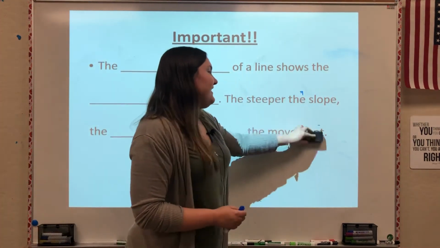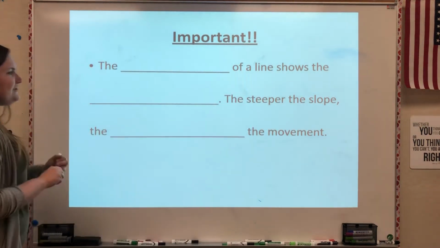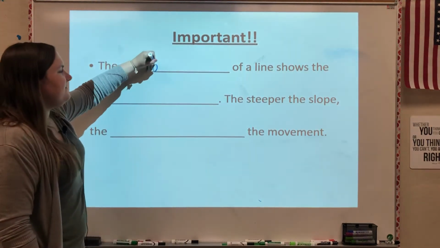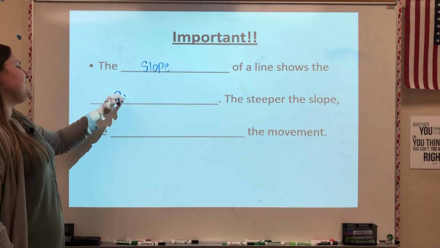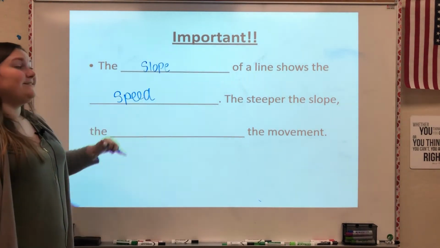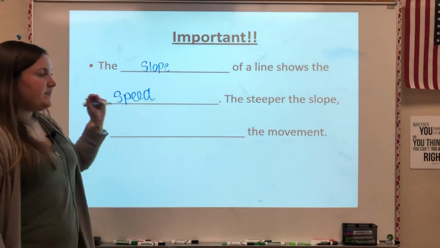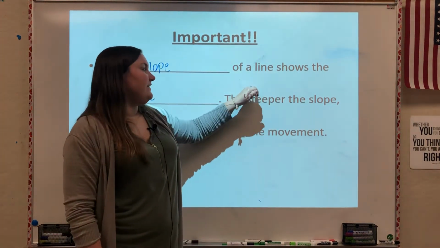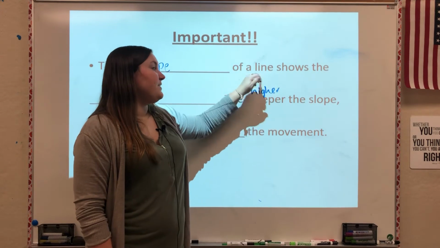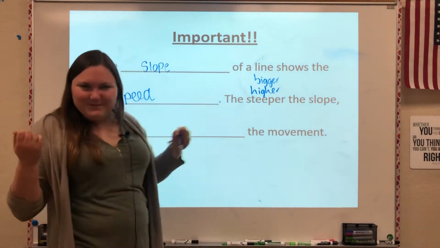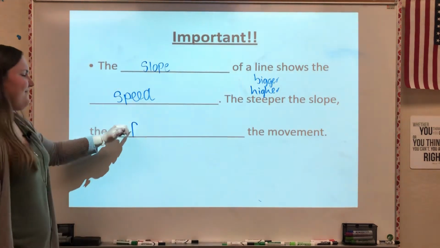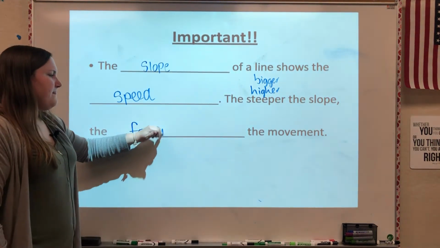If you're at home taking notes, I would write this part down too. It just says the slope of a line shows the speed. What does that mean? Well, it means the steeper the slope. If steeper is a weird word for you, you can think about it as the higher the slope or the bigger the slope. I guess I should say the higher the line or the bigger the slope. That means the faster the movement.